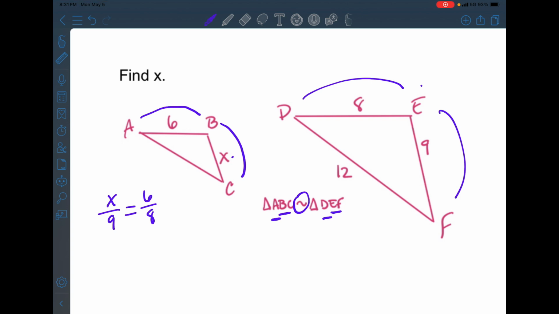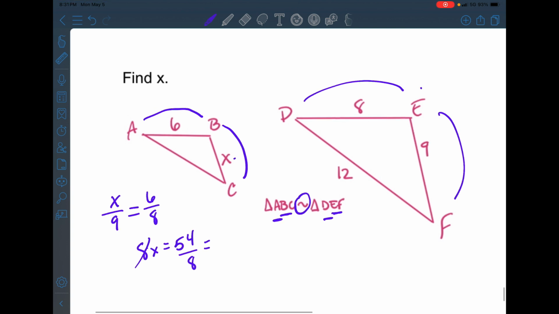So now we're going to multiply these: X times 8 and 9 times 6. And then you're going to divide that. Now, if they wanted you to answer it as a fraction, you can leave it like that, but then reduce it. So you can reduce it on your calculator. I know that 2 will go into both of these, 27 and 4, and that doesn't reduce anymore. So sometimes they want you to leave it as a fraction.